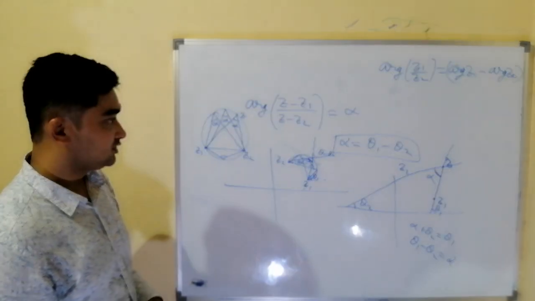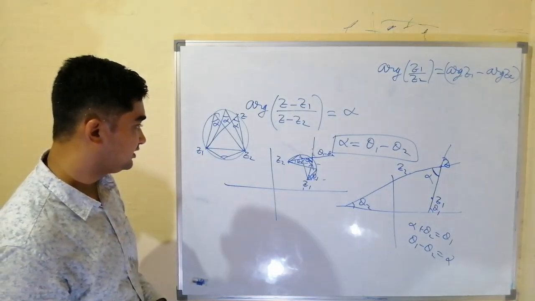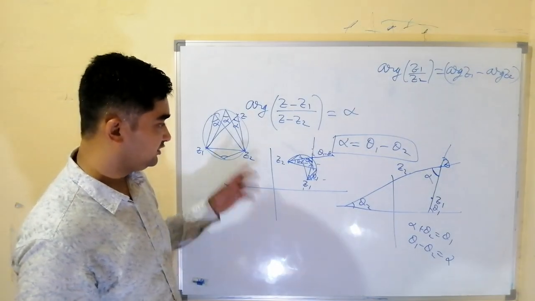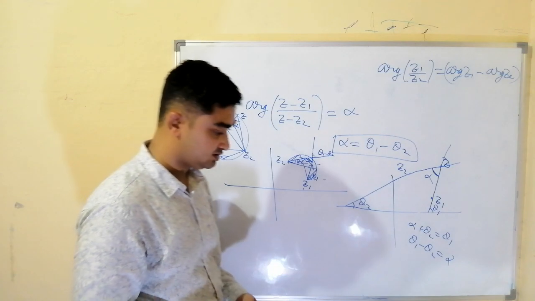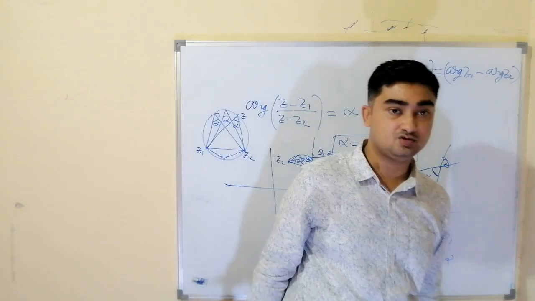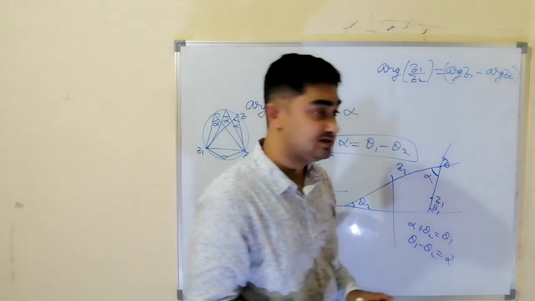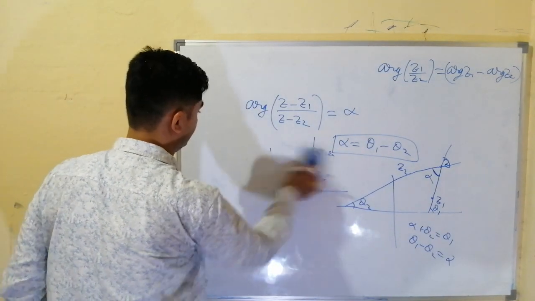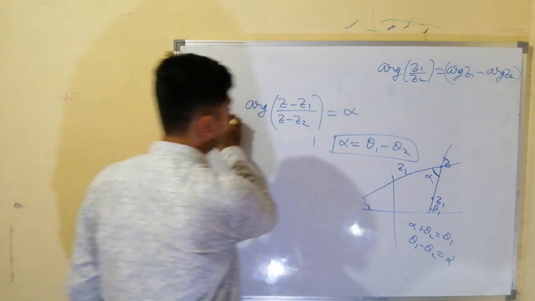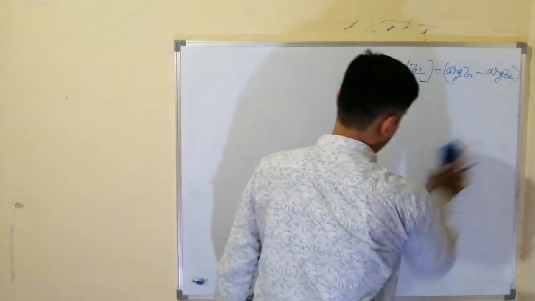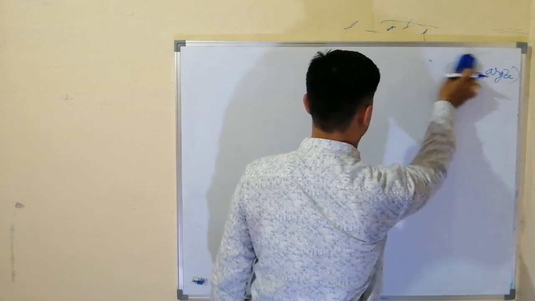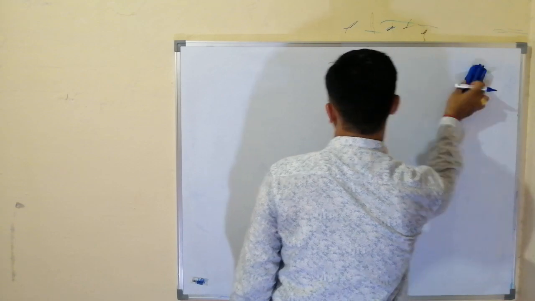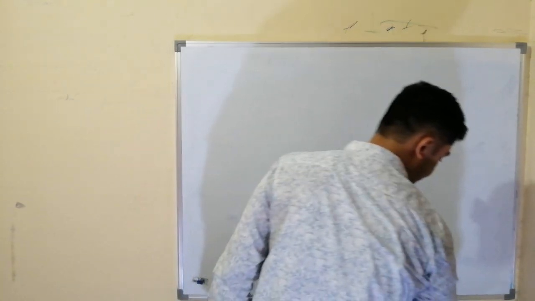Now we have seen the equation of a circle, the equation of a perpendicular bisector. We have seen arguments, modulus, everything. We have seen what is Z1 minus Z2, what is Z1 plus Z2, what is the join of two points. Now we'll see the equation in another form: the equation of a circle whose endpoints of diameter are Z1 and Z2.